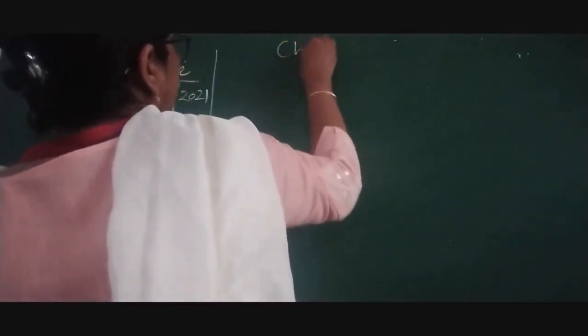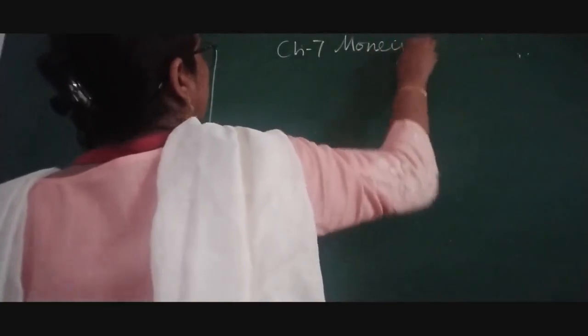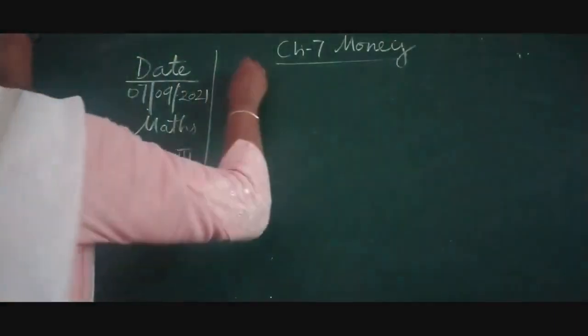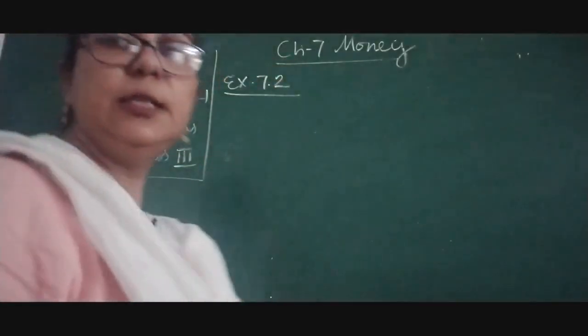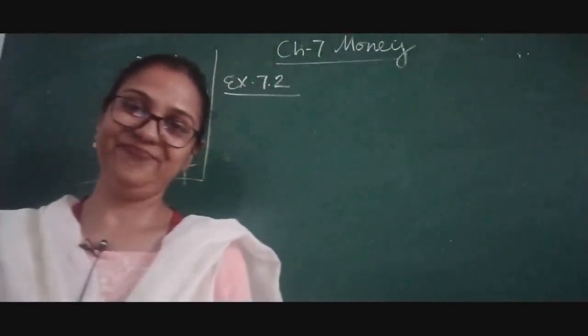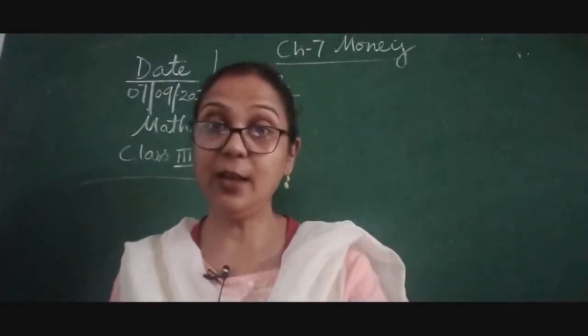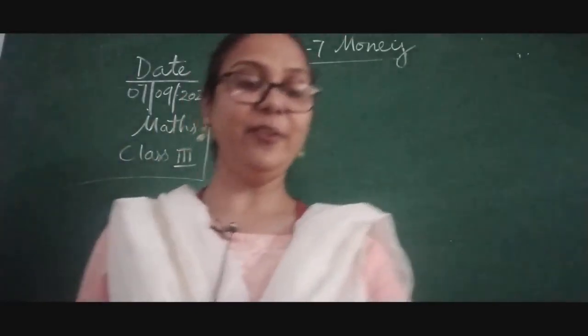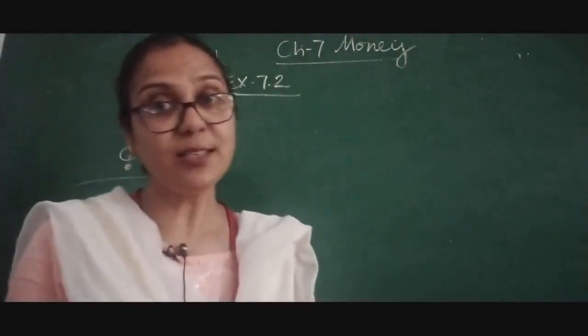Your chapter name is money, as you all know, and we are doing exercise number 7.2. We have completed 6 questions of it. Today we are going to complete this exercise, and after that we will start another exercise. So children, let's start. 6 questions we have completed. Today we are going to do number 7.